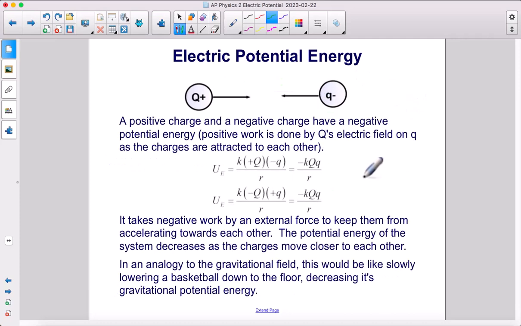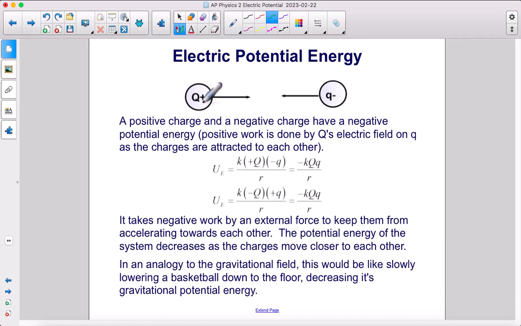A positive charge and a negative charge have a negative potential energy. This means that positive work is done by the electric field on little q, as the charges are attracted to each other. So here you can see that if one of those charges is negative, you do end up with negative electric potential energy. It takes negative work by an external force to keep them from accelerating towards each other.